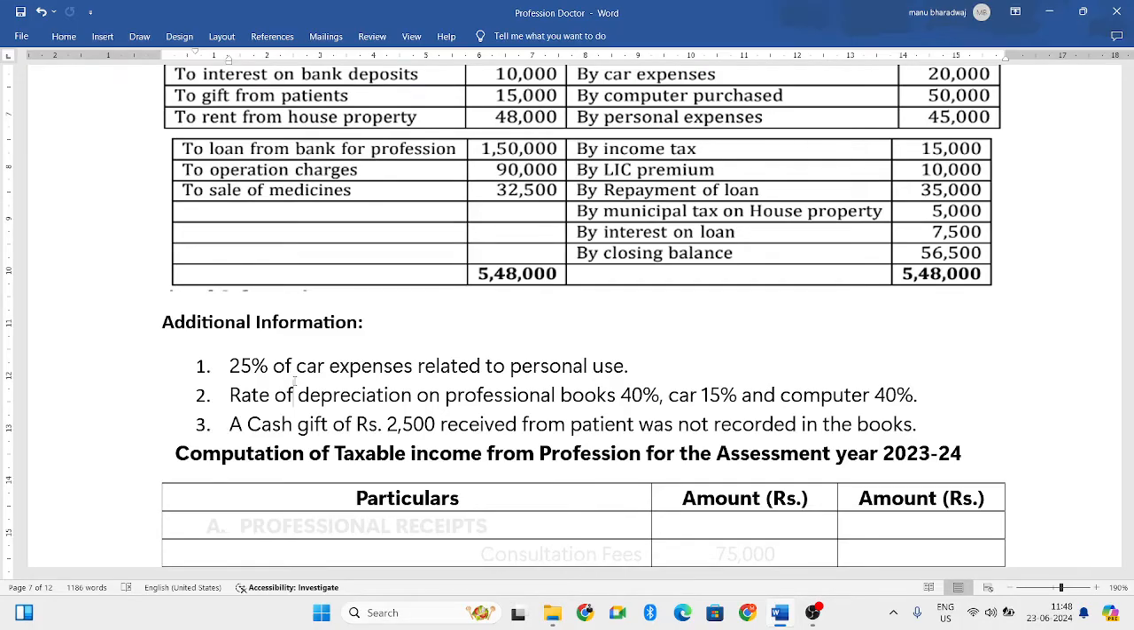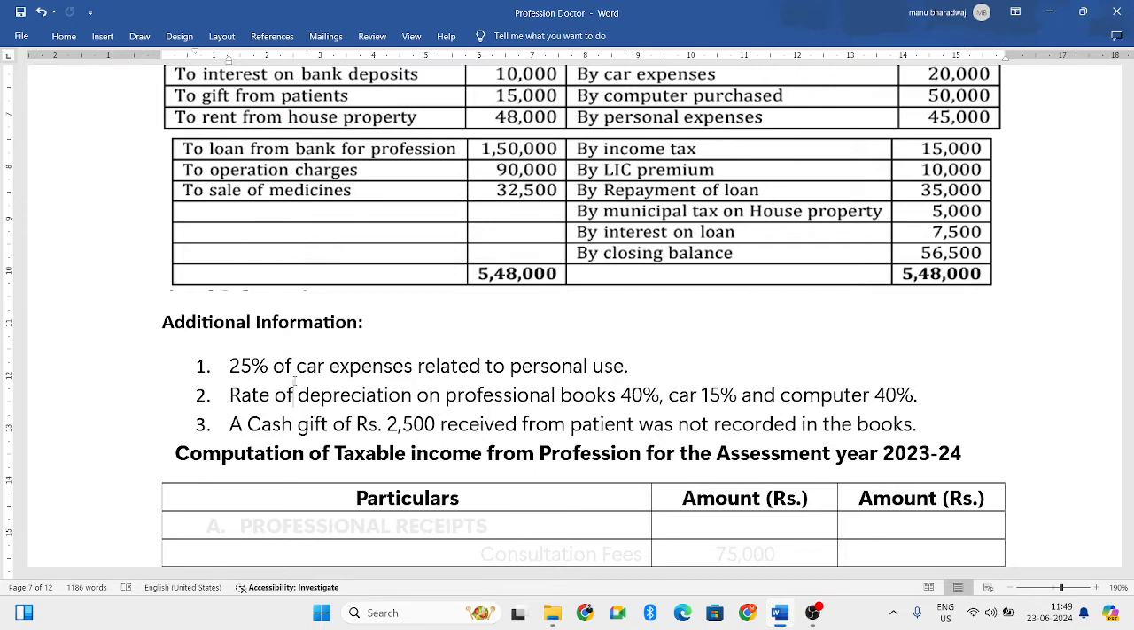Next, rate of depreciation. They have only given the rate of depreciation. In the question, if they have given the rate of depreciation, we have to take only that rate. Suppose in the question they have not given the rate of depreciation, we have to take the standard rate of depreciation as per IT rules. Here they are saying take professional books at 40%, car at 15%, and computer at 40%.